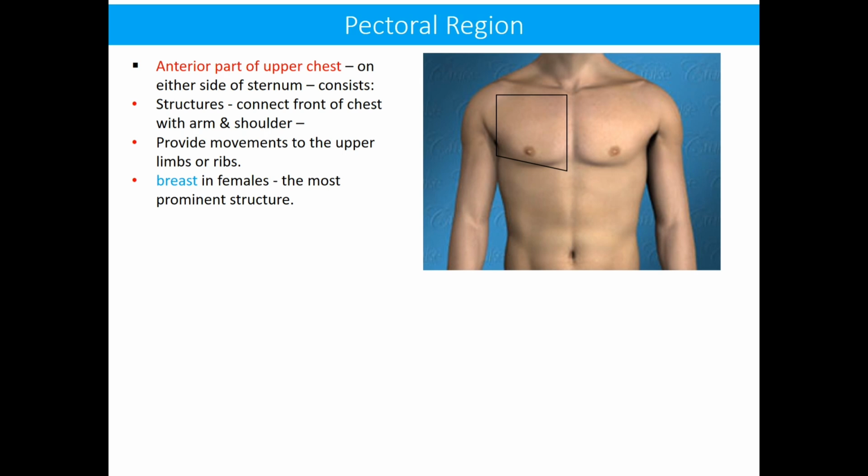Pectoral region is the anterior upper part of the chest on either side of the sternum. Consists of structures which connect front of the chest with arm and shoulder and provide movements to the upper limbs and the ribs. In female, the breast is present, which is the most prominent structure in females.